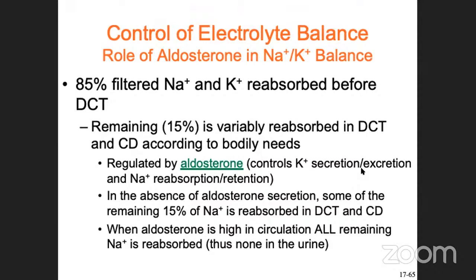It controls potassium secretion and excretion and sodium reabsorption or retention. In the absence of aldosterone secretion, only some of the remaining 15% of sodium is reabsorbed in the distal convoluted tubules and collecting duct. And when aldosterone is high in circulation, all remaining sodium is reabsorbed, so that doesn't leave any more sodium in the system.